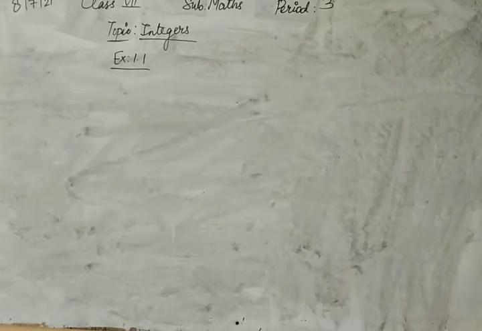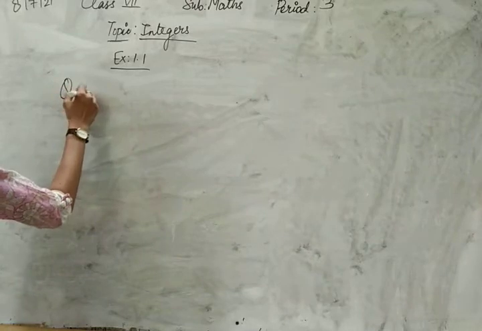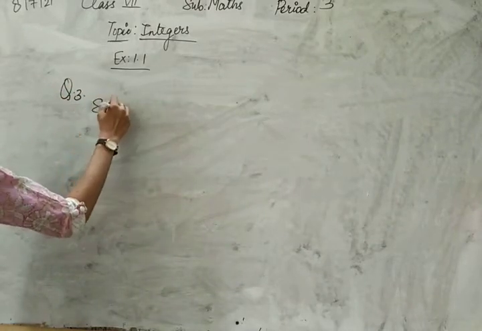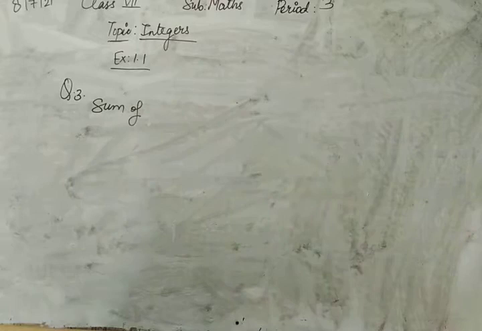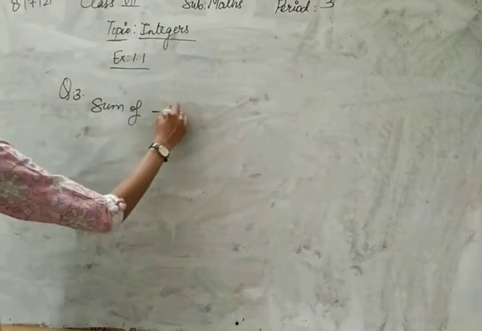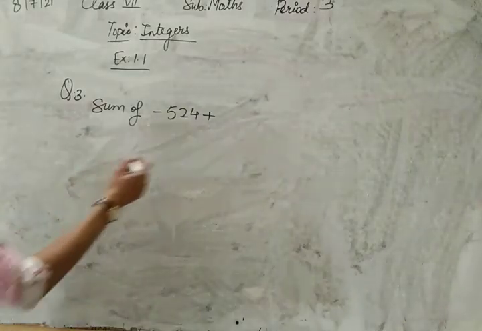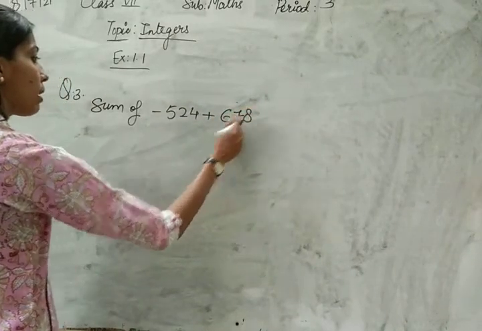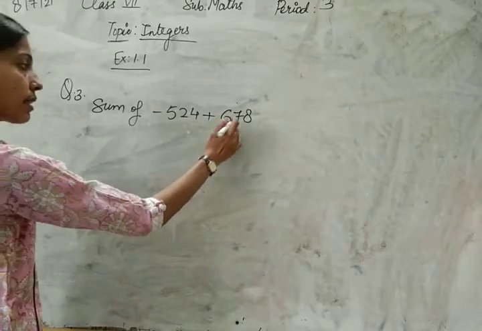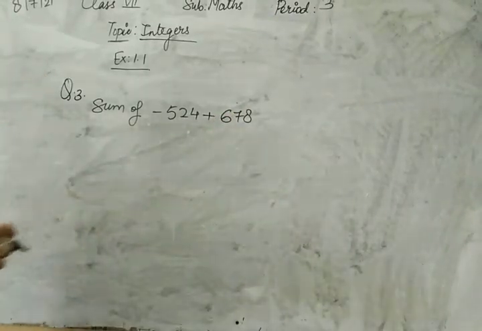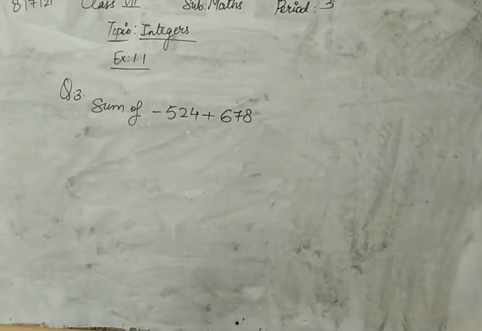You have to do question number 1 and question number 2 remaining part yourself. Now we will be doing the third question. In the third question, subtract the sum of minus 524 and 678 from minus 92. We have to find the sum of minus 524 and 678. Then we have to subtract this sum from minus 92.